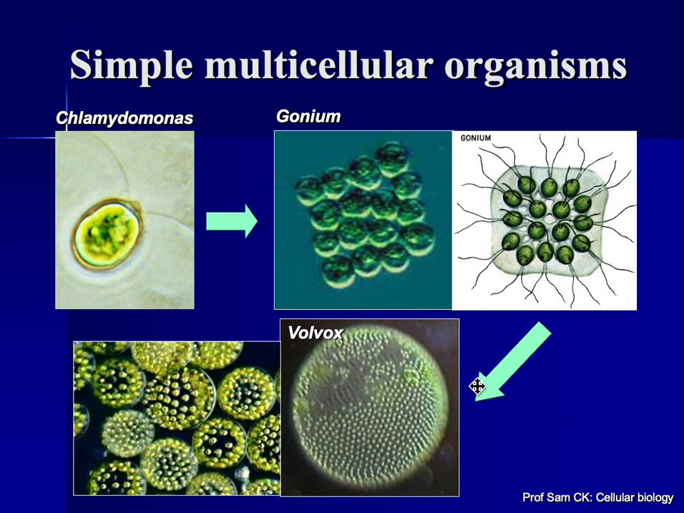An example of a simple multicellular organism is Volvox. So this is how Volvox looks like under the microscope. What's unique about this is that scientists hypothesized that Volvox originated from Chlamydomonas. So you know Chlamydomonas is a single cell organism.